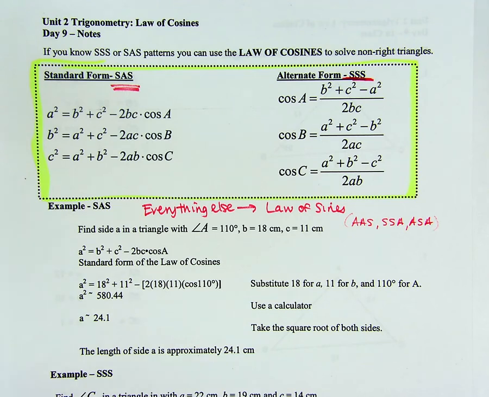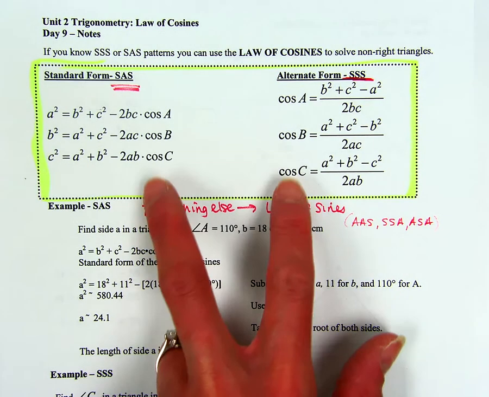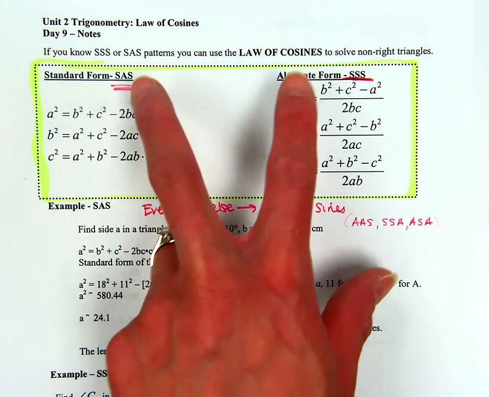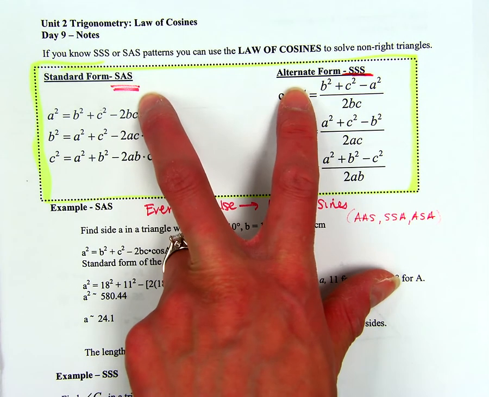All right, so today we're going to do law of cosines. It's kind of similar to law of sines in that you use it for a non-right triangle. This is on page 37 in your booklet. You only use law of cosines if you have side angle side or side side side.